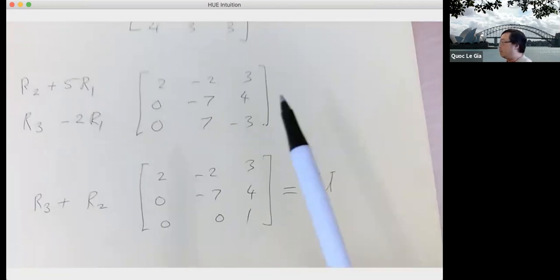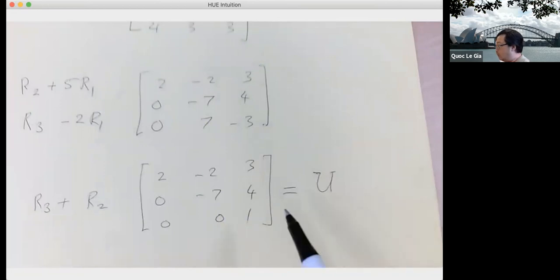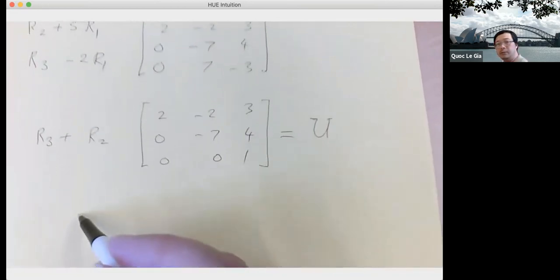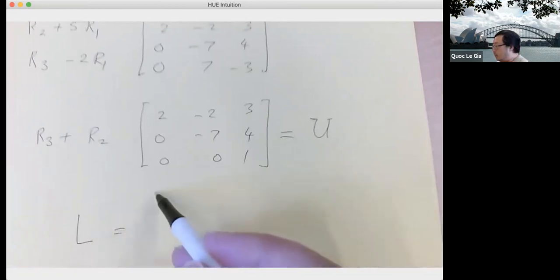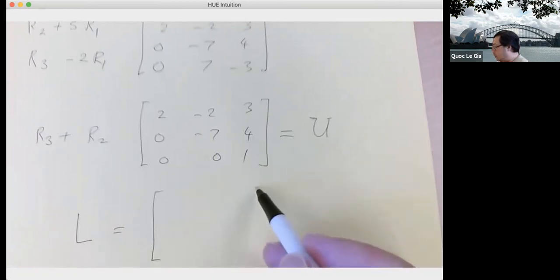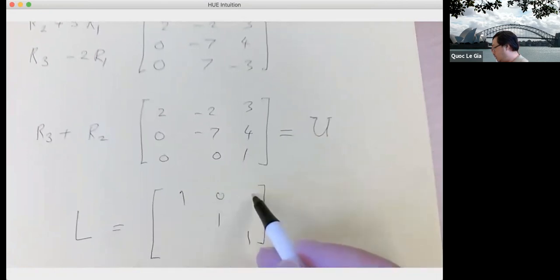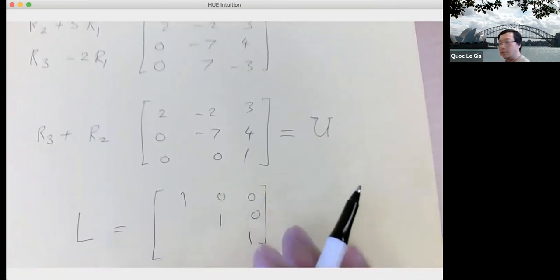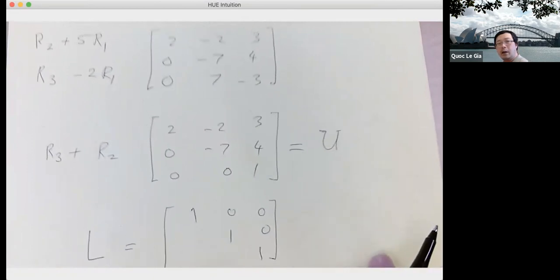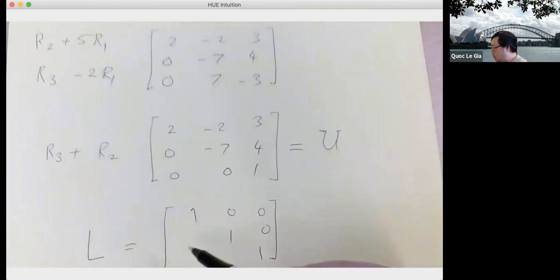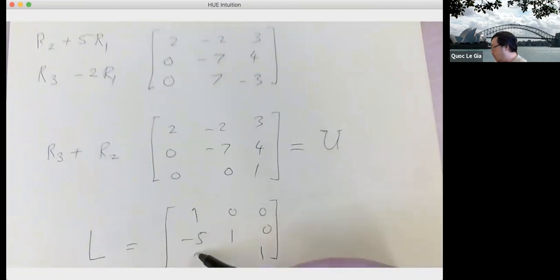So without pivoting, without swapping any rows, the matrix U is like this. And what is the matrix L? Remember for L, you just collect the coefficients from the row operations. In this case, I collect L from here, so minus 5 and plus 2.